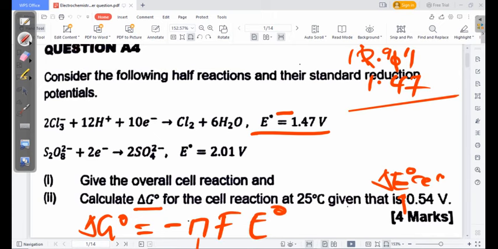N denotes what? The number of what? So are we using 10 or using 2? So you use the balanced number of electrons.